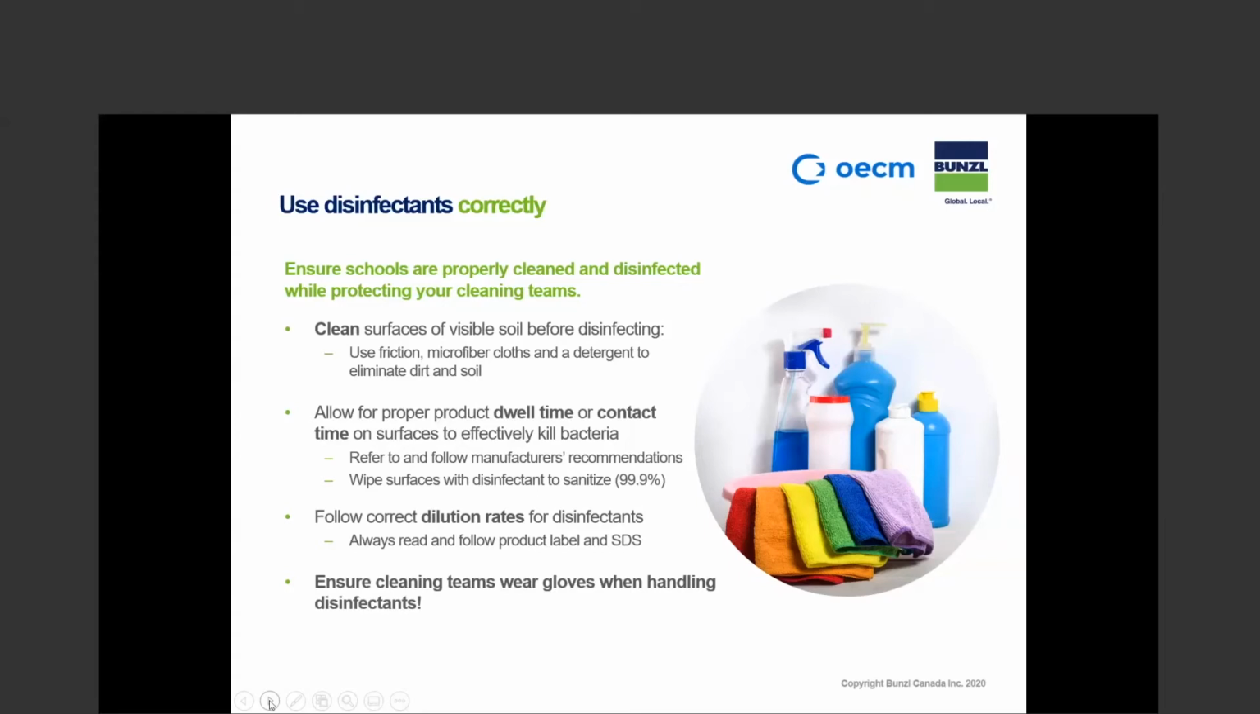Again, it's important that we use the whole process here. We need to clean the surface first of that biofilm, that visible soil. Again, we have to allow for the proper dwell time or contact time on the surface, matched with the disinfectant that we have. And another piece of it, depending on the format, you want to make sure you've got the right dilution rate. I can't tell you enough times where we've gone into facilities and people think that they're cleaning and disinfecting at the right rate, only to find out that the rate they're using it at is not sufficient to do the job. So, again, make sure you protect yourself when you're using these disinfectants.